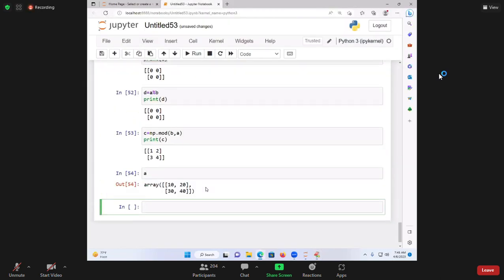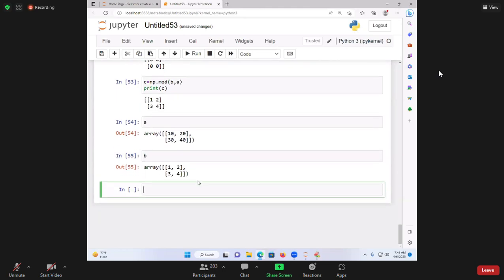Exponentiation. Take this A, take this B. How simple it is. Now see, students. C is equal to np.power of A comma B. What is the meaning of A comma B?